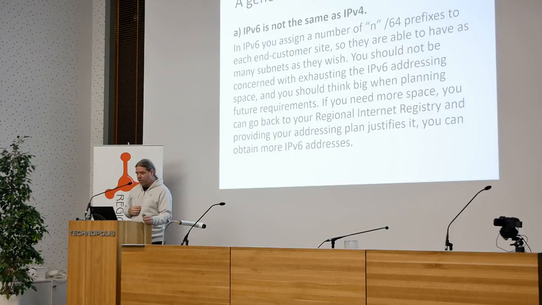So, a generic set of recommendations. As I said, IPv6 is not the same as IPv4. In IPv6, you assign a number of prefixes, so people can have as many prefixes as they want. Now IoT is coming, and all these buzzwords, and they will probably want different prefixes and different networks for different types of devices at home. With IPv6, they can have that easily. With /56, which is our recommendation for the smallest assigned prefix, they can do all that. They can create 256 networks at home, and I believe this will be enough for the foreseeable future.